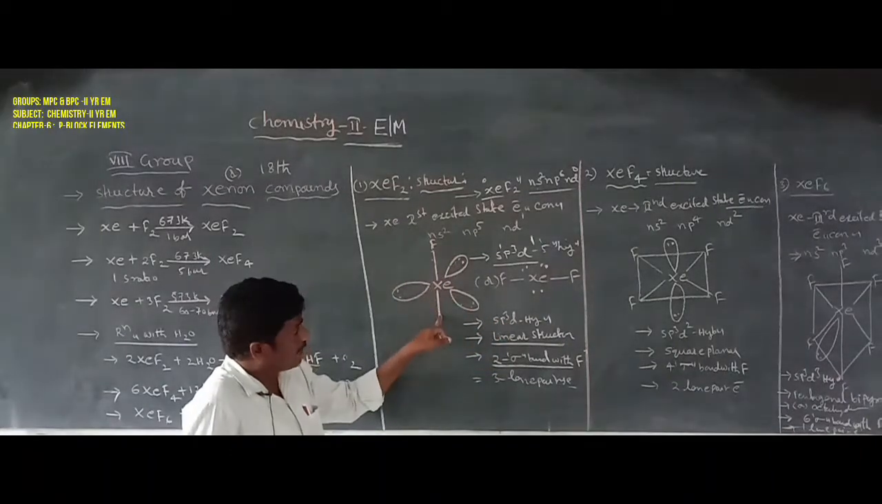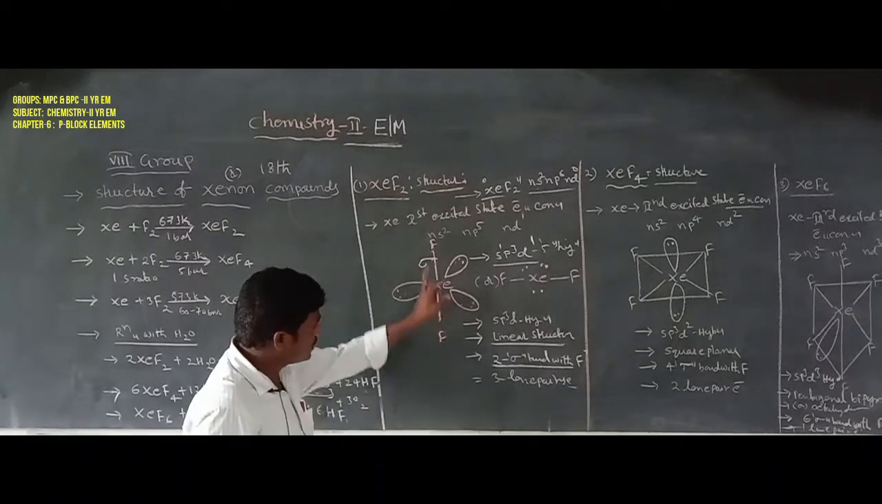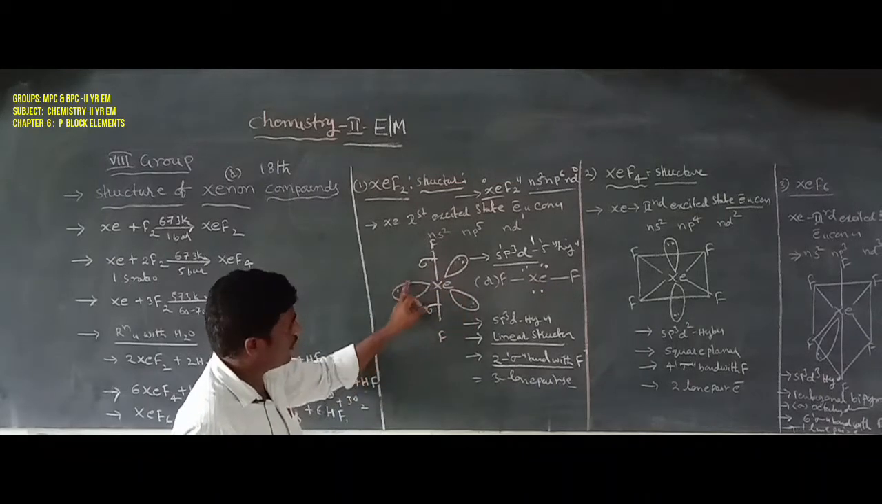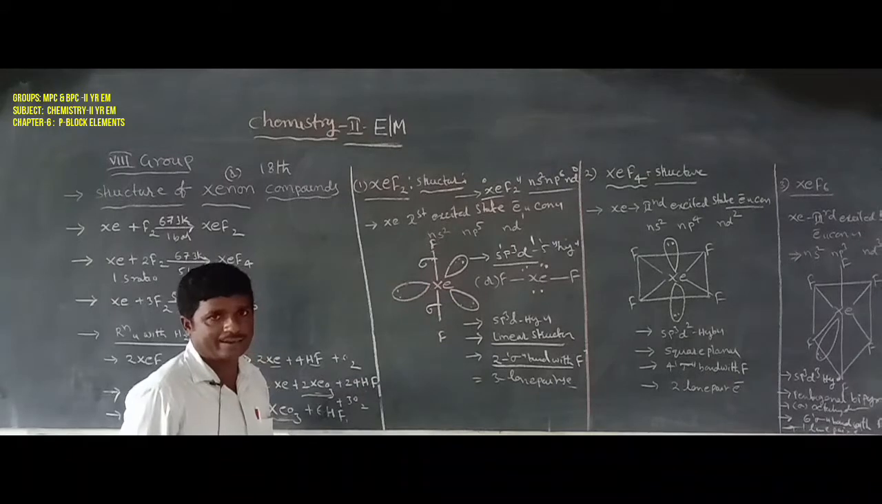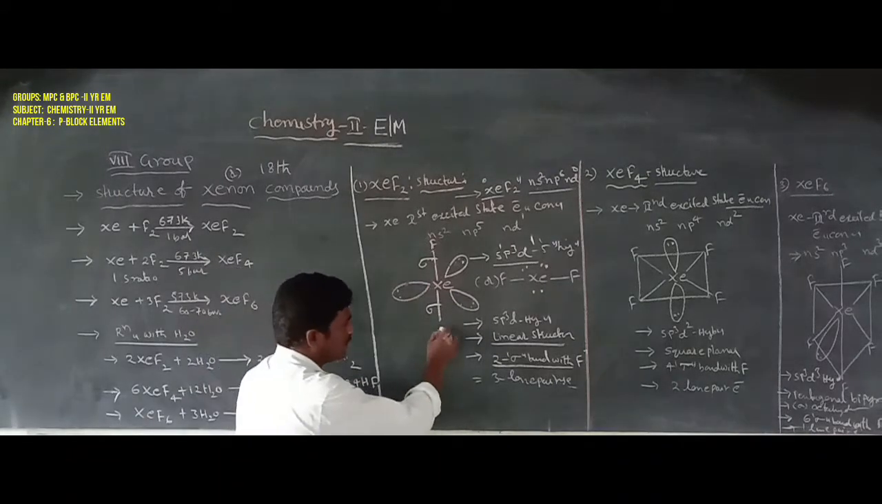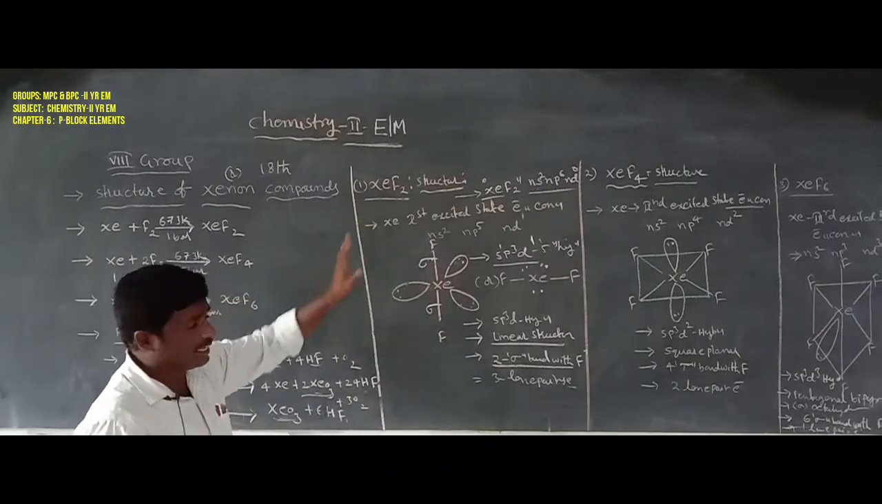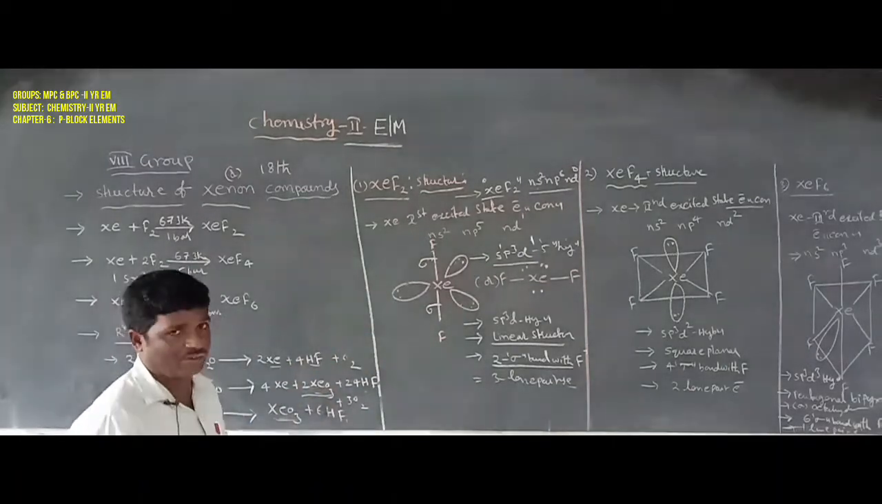The central metal atom bonds with the 2 fluorine atoms, forming 2 sigma bonds, 1, 2, and 3 lone pairs, 1, 2, 3. The structure is linear, with 2 sigma bonds to the 2 fluorine atoms and 3 lone pairs. That is xenon difluoride. That is the structure of xenon difluoride.